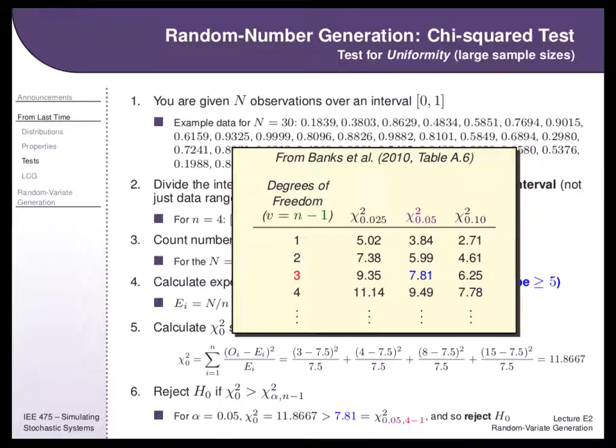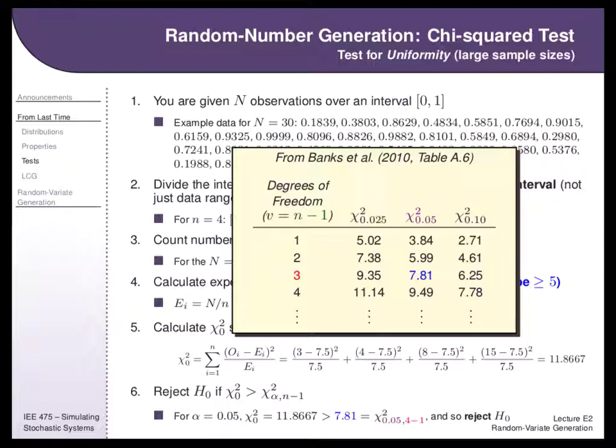And so if I look at my table, and I will give you these tables on a midterm, then I need to pick the right degrees of freedom. For a chi-squared test, it's the number of subintervals minus 1. So there's only 3 degrees of freedom when you have 4 subintervals, because once you've allocated the first 3 subintervals, everybody else has to go into the 4th. And then if I tell you that our alpha, our type 1 error rate, is 0.05, then that puts us in this column. So our threshold is 7.81.